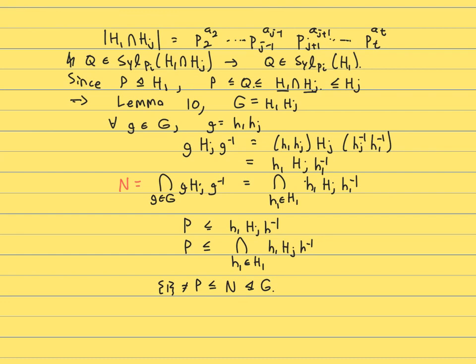Also worth noting, because you're intersecting a bunch of conjugates of groups of the same size, and this size is less than G, the resulting intersection can't have size G. So N is not equal to G either. So this really is proper.